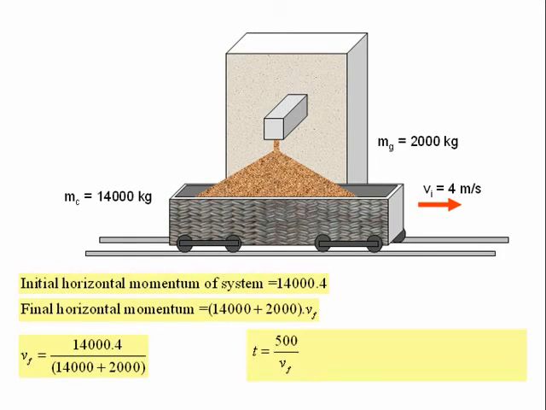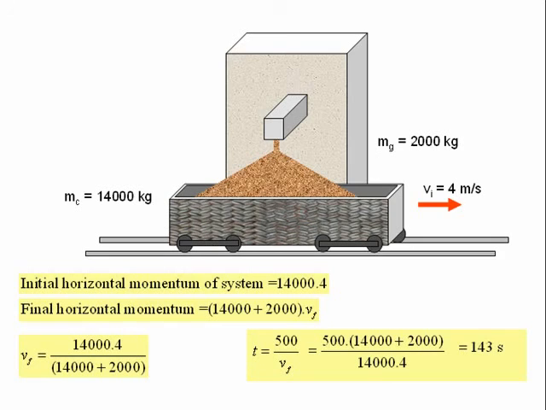The time taken to travel from the hopper to the yard is just equal to the distance over the velocity, which is 500 over Vf, and therefore equals 500 times the total mass, 14,000 plus 2,000, divided by 14,000 times 4. And that works out as 143 seconds.